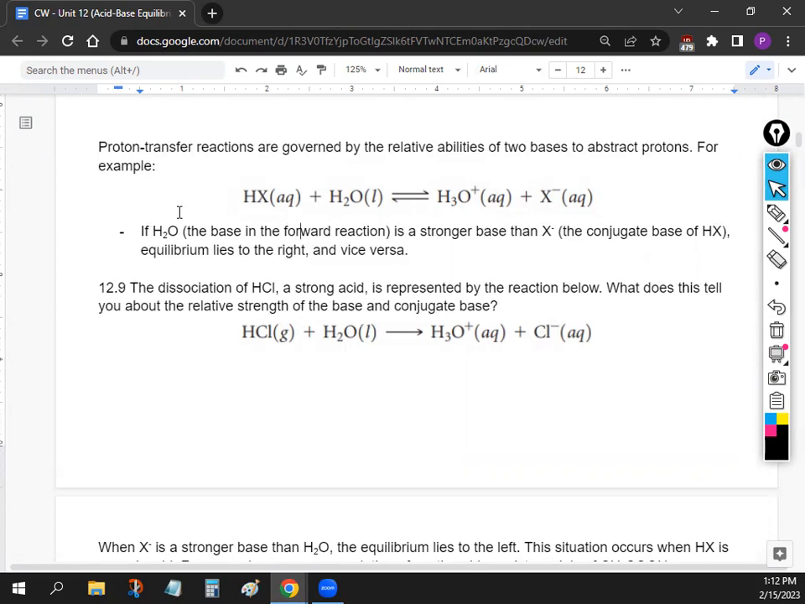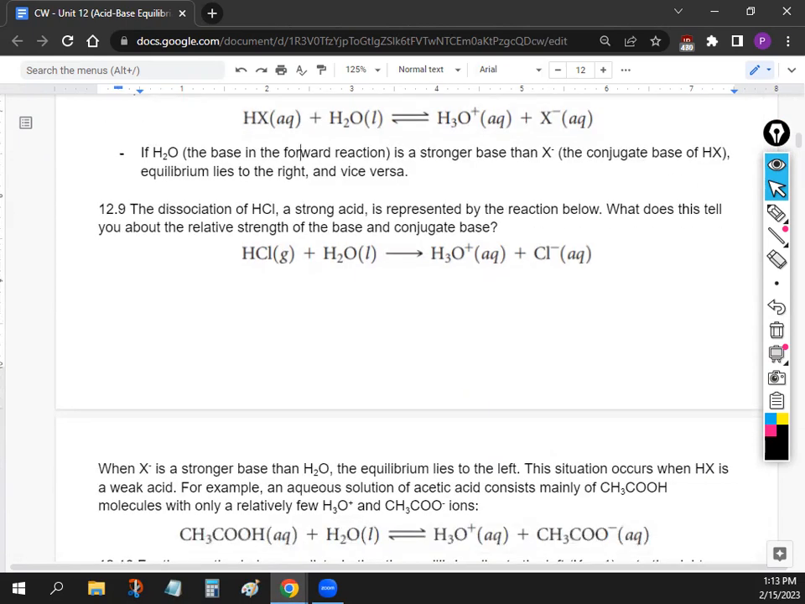Okay, 12.9. We've got HCl, which is a strong acid, and it's represented in the reaction below, reaction with water. Let's take a look at the strength of the base and the conjugate base. We said that HCl is a strong acid, which means the conjugate is going to be what?